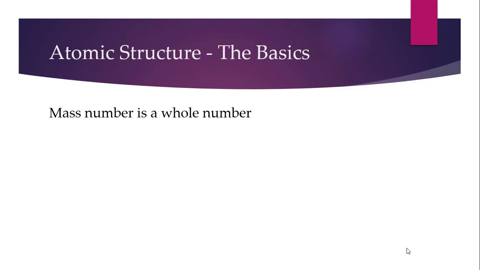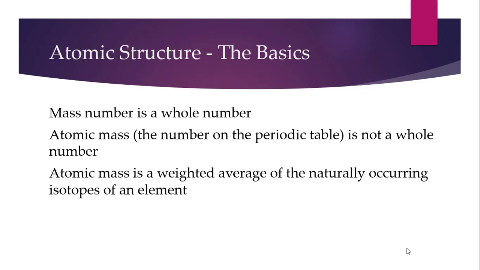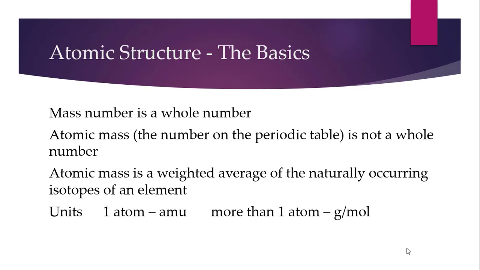Now the mass number is a whole number, but the atomic mass, which is the number you see in the periodic table, is not a whole number. The atomic mass is a weighted average of the naturally occurring isotopes of an element. Units: if you're talking about a representative atom, you would say AMU, but most of the time we talk about the molar mass. So if you have more than one atom, you're talking grams per mole.